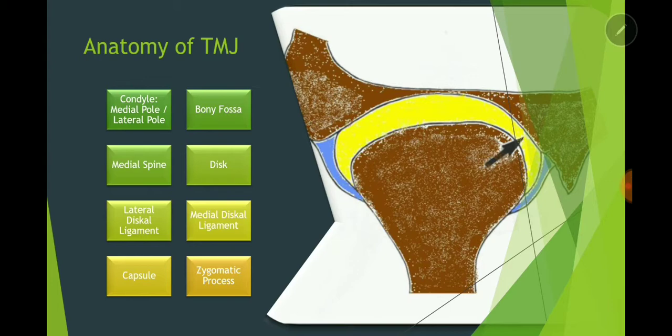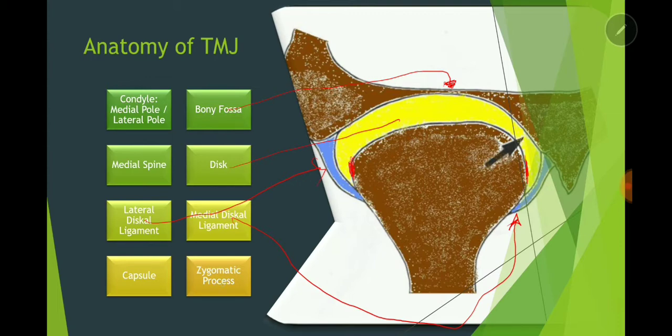For TMJ. So continuing the anatomy of TMJ, so let's see here, the condyle, the medial and lateral poles. So this one here. All right, so this is the lateral pole, this is the medial pole. You have the bony fossa, so the fossa is here, and we say that the fossa is very thin, as you can see. All right, and you have the disc, the yellow part, the medial discal ligament. Medial discal ligament is this one here, and the lateral discal ligament is going to be this one. The discal ligaments attach the disc to the lateral and medial poles, okay?